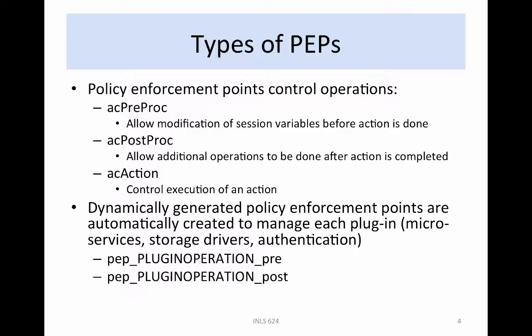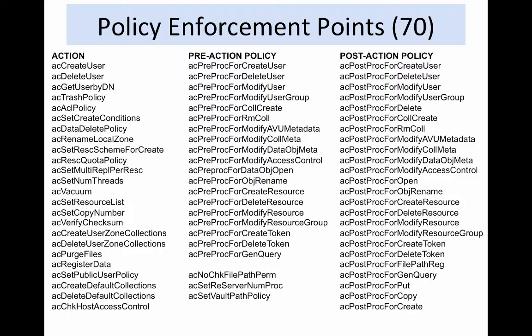The creation of additional policy enforcement points for each technology plugged into the middleware plugin operation uses the following naming conventions: pep_plugin_operation_pre for pre-process control of the plugin, and pep_plugin_operation_post for post-process control of the plugin. When rules are added to the rule base, the name of the rule must conform to the name of the policy enforcement point. Dynamically generated policy enforcement points are automatically created to manage new microservices, storage drivers, and authentication mechanisms. The default policy enforcement points are listed here.